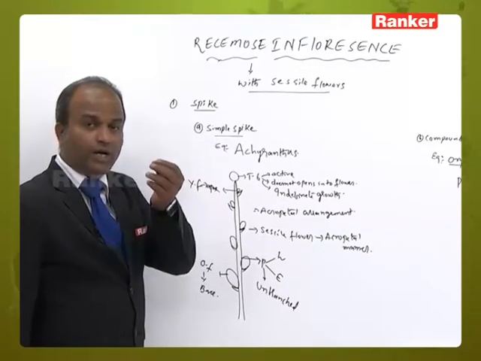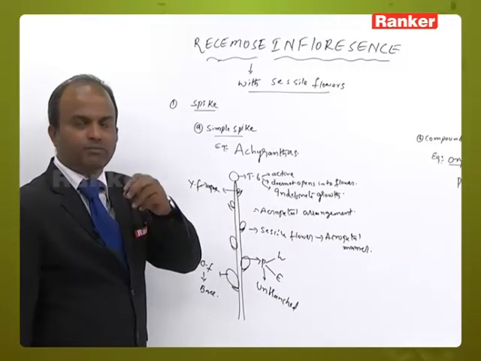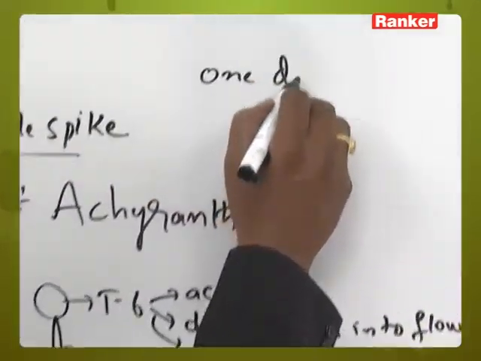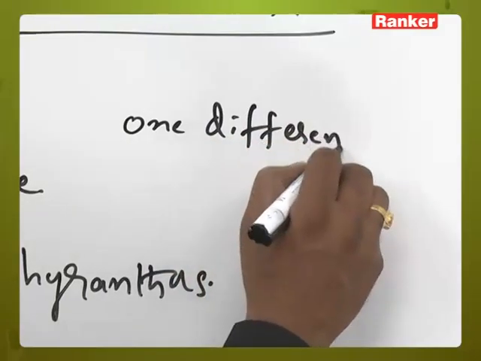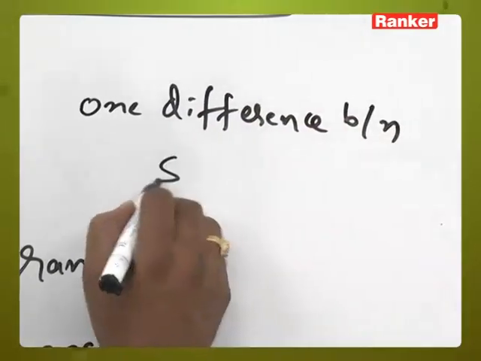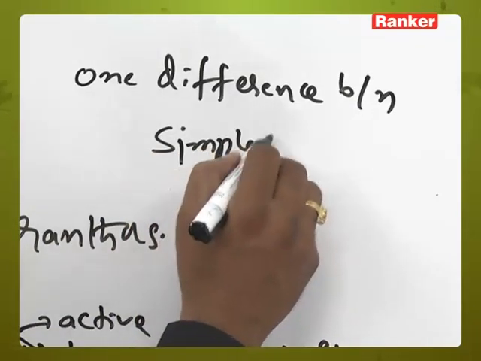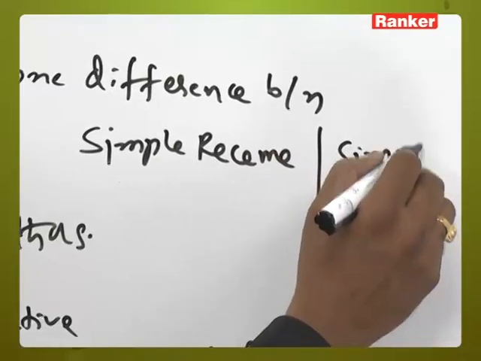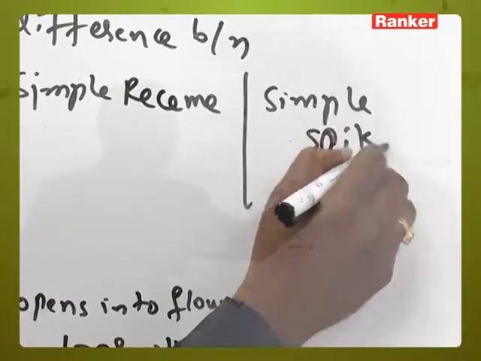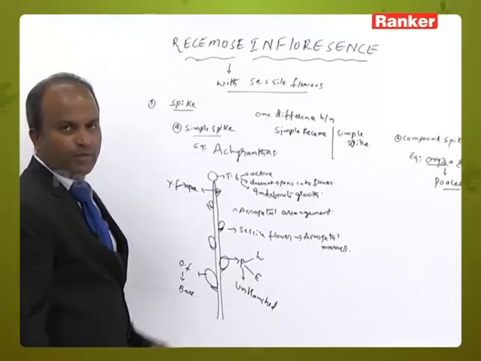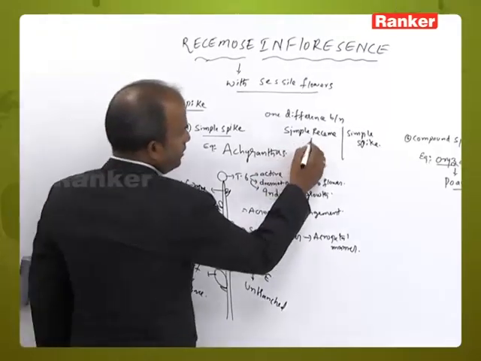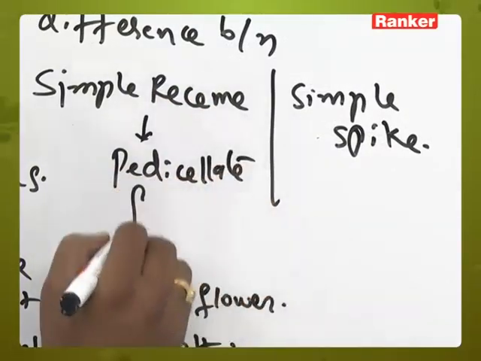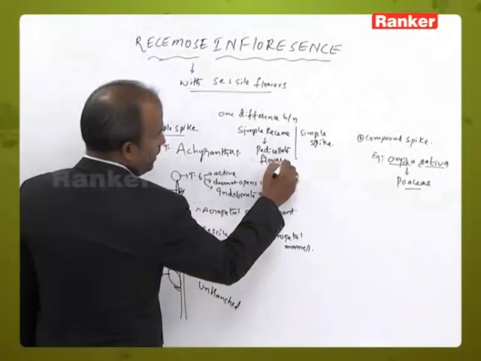And here only one minor difference is present between simple raceme and simple spike. What is the difference between simple raceme and simple spike? In simple raceme, it shows pedicellate flowers.